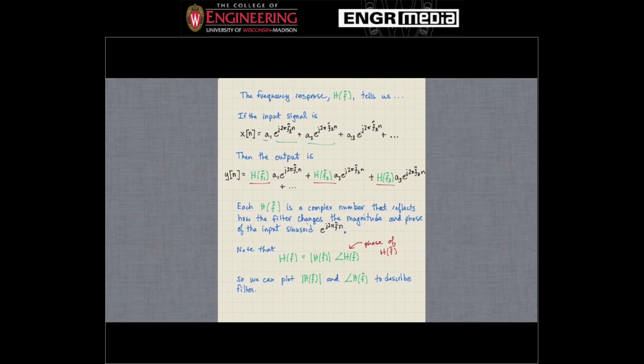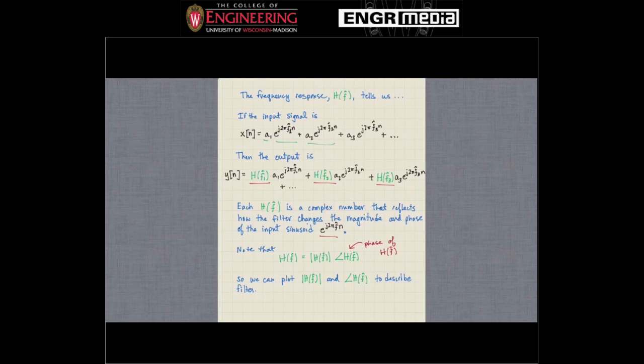So each h of f hat is just a complex number that tells us how the filter changes the magnitude and the phase of the input sinusoid e to the j 2 pi f hat n. This is just a complex valued signal. It's the input sinusoidal signal, complex valued.